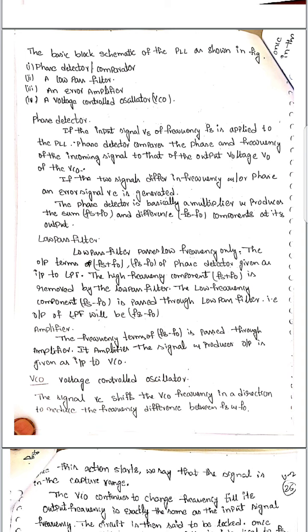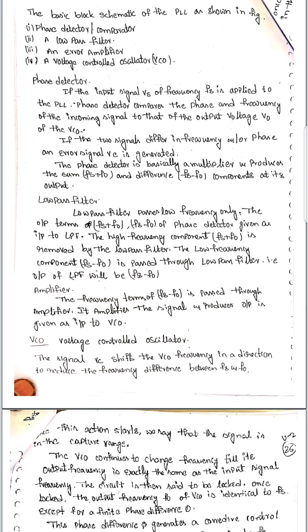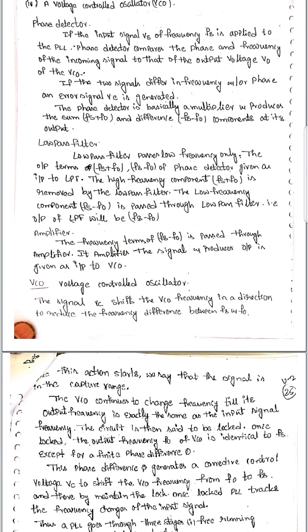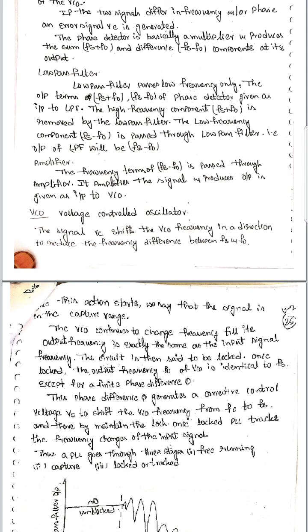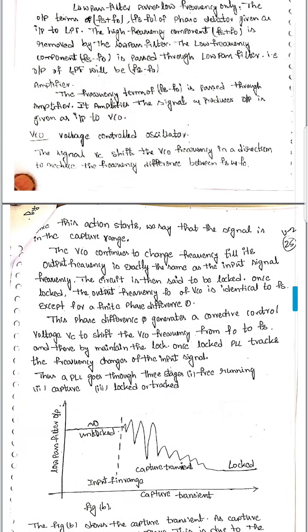Coming to the low pass filter. The low pass filter passes only low frequencies. The output terms Fs plus F0 and Fs minus F0 of the phase detector are given as the input to the LPF. The high frequency component Fs plus F0 is removed by the low pass filter. The low frequency component Fs minus F0 is passed through the low pass filter. The frequency term Fs minus F0 is then passed through the amplifier. It amplifies the signal and produces an output that is given as input to the VCO.